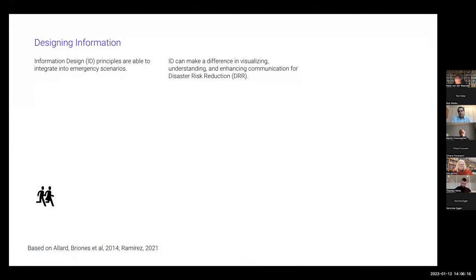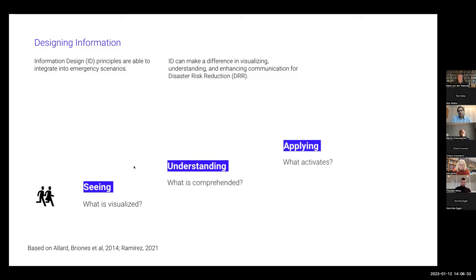The principles of information design are able to be integrated into emergency scenarios. With my teamwork here in Santiago, we have developed this kind of conceptual model of three steps. In the first step, what is visualized? The visual information needs to be seen, then needs to be comprehended, understanding the things that you are seeing. And the third step is applying that information. What decisions you take, what activates. So information design can make a difference in these three steps: visualizing, understanding, and applying, enhancing the communication for this multidisciplinary approach called disaster risk reduction.